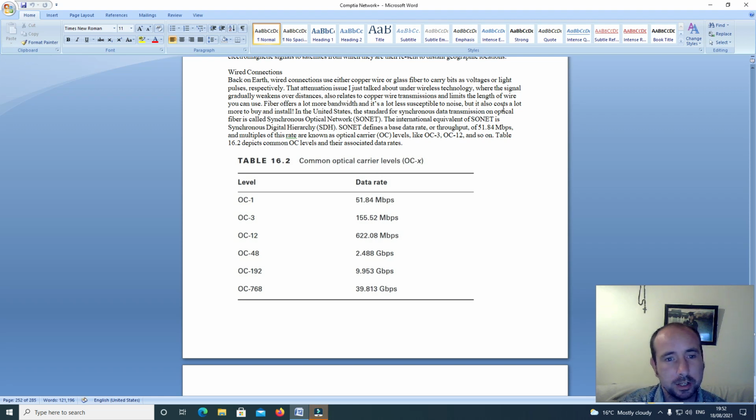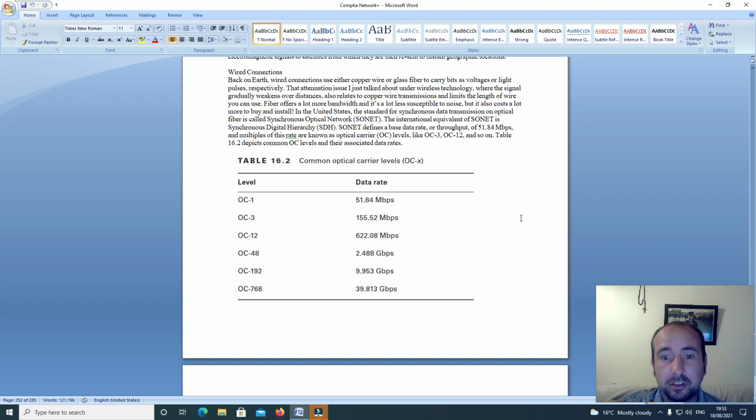Back on Earth, wired connections use either copper wire or glass fibre to carry bits as voltage or light pulses respectively. The attenuation issue I just talked about under wireless technology, where the signal gradually weakens over distances, also relates to copper wire transmission and limits the length of wire you can use. Fibre offers a lot more bandwidth and it's a lot less susceptible to noise, but it also costs a lot more to buy and install in the United States.